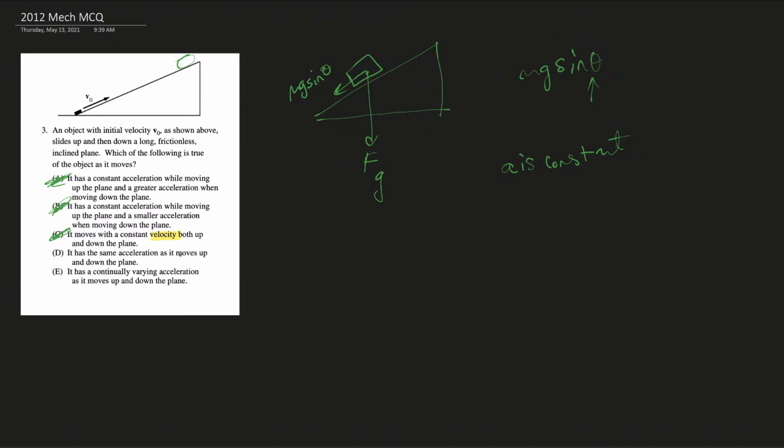D says it has the same acceleration as it moves up and down the plane. I like that one, so it's going to be D. We'll just read E. It has a continually varying acceleration as it moves up and down the plane. That's not true. I mean, these are constant. This is a constant acceleration, right? This is a constant force, right? Dividing by m tells us that this is the acceleration. This is constant. Okay. All right.